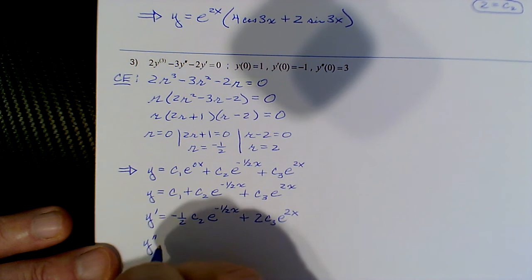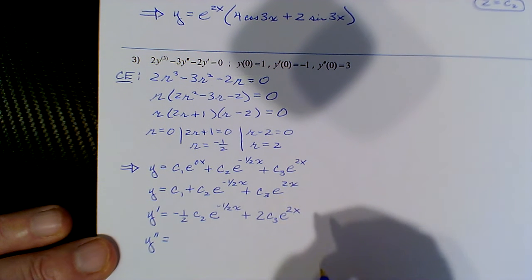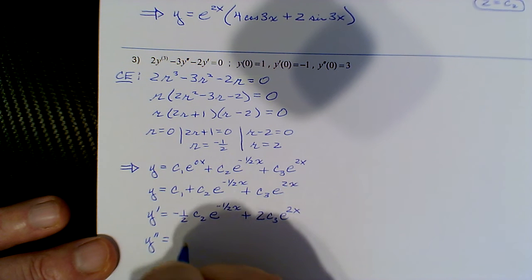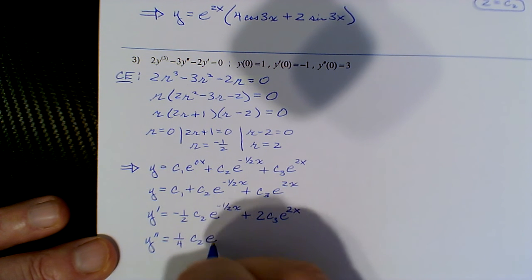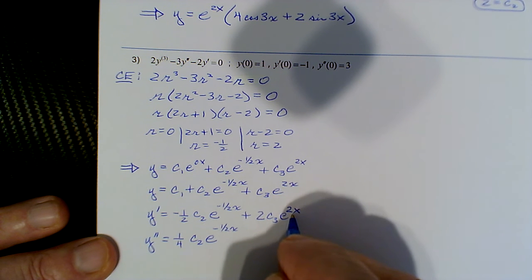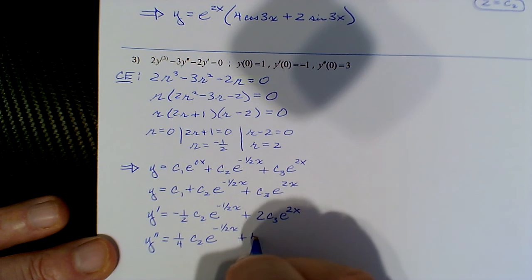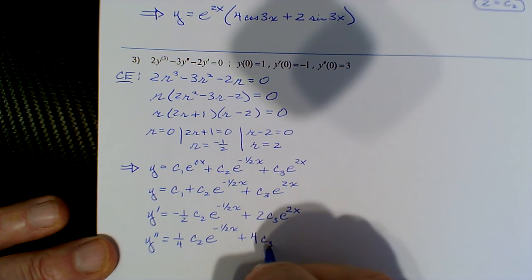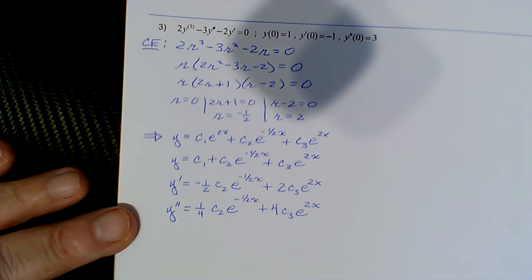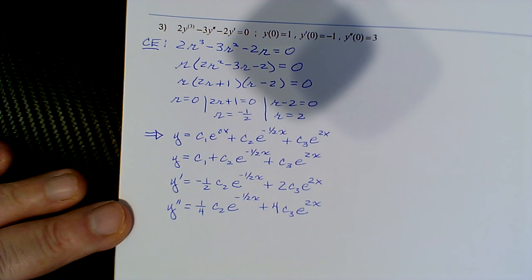And we'll need one more derivative, y double prime. And basically the first term, the other factor, negative 1/2, gives us 1/4 c2 e to the negative 1/2 x. And for the second term, another factor of 2 gives us plus 4 c3 e to the 2x. Okay, so now let's use the initial conditions.